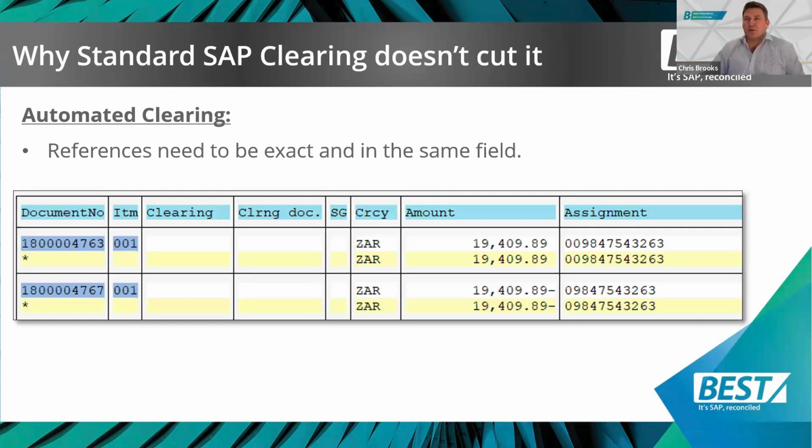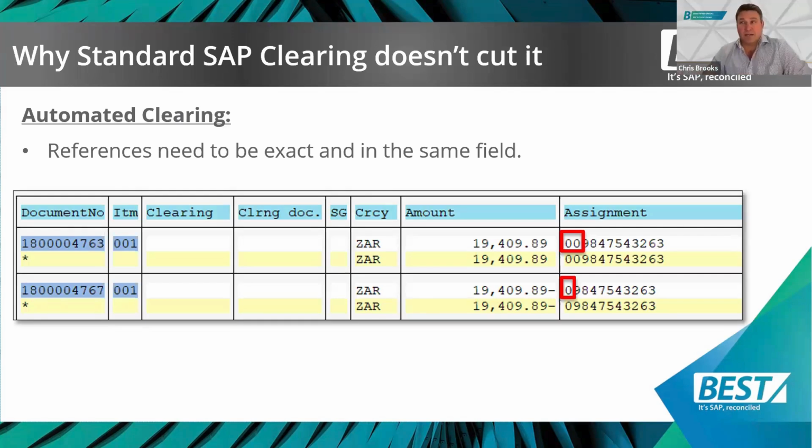And lastly, just on the automated clearing, is that the references need to be exact and in the same field. So if there was a perfect reference in an assignment field or in a text field, I can't match those items. It will only look within that specific reference. And this would perhaps be the most frustrating, is that it was very specific. So an extra leading 0 on a reference meant that it was a separate reference and treated independently.